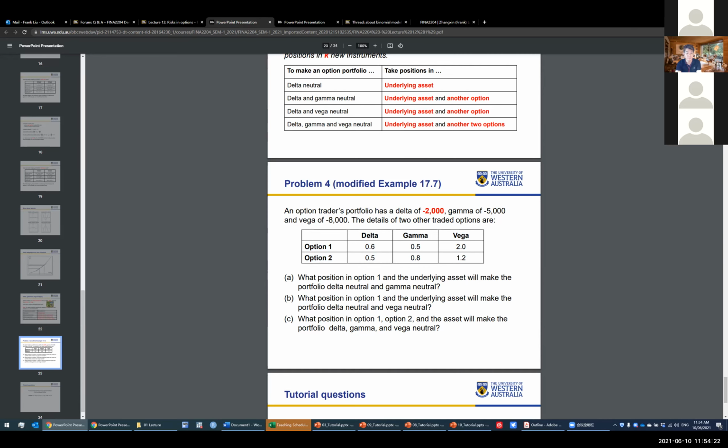So, do you mind repeating how we get the new delta while using gamma, or is it the formula? There's no formula.